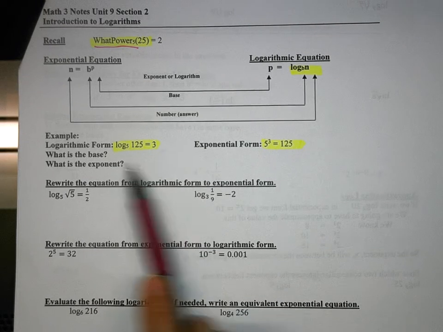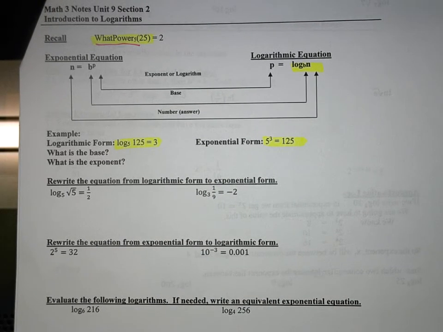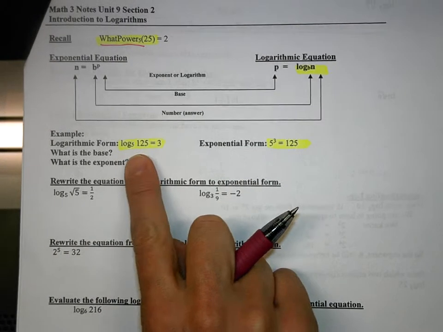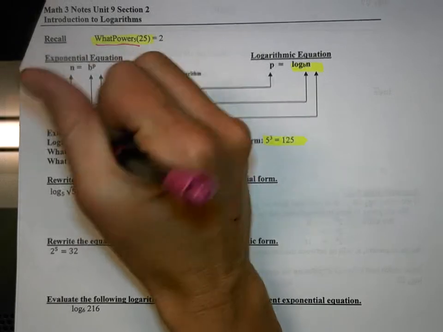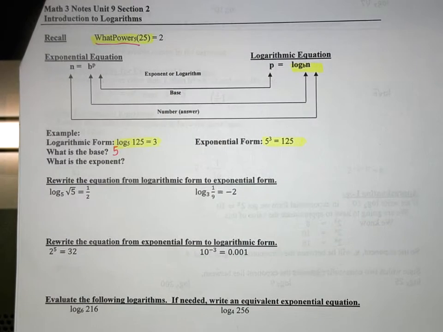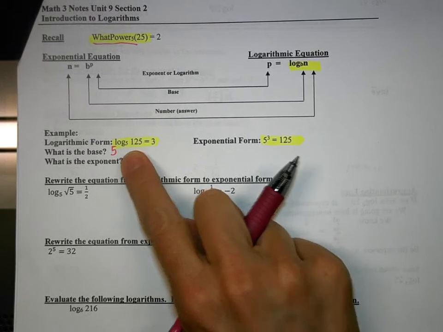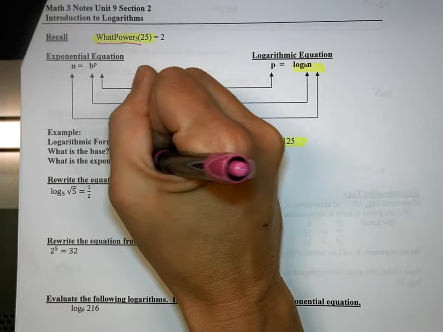So on this example right here, what is my base? The base is always that smaller number where you end up changing it. So it would be 5. What is the exponent? 3, okay? 5 to the third power, 3 is our exponent.